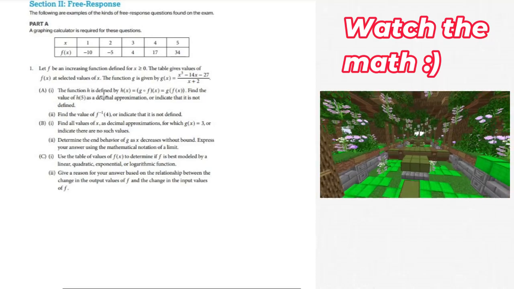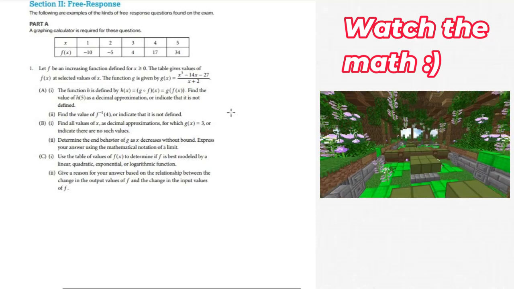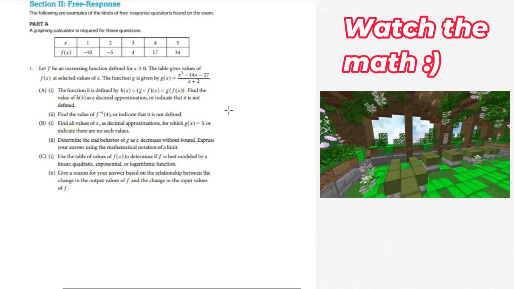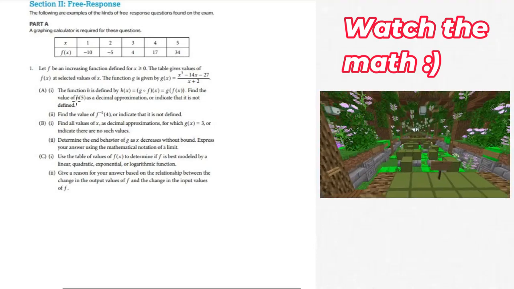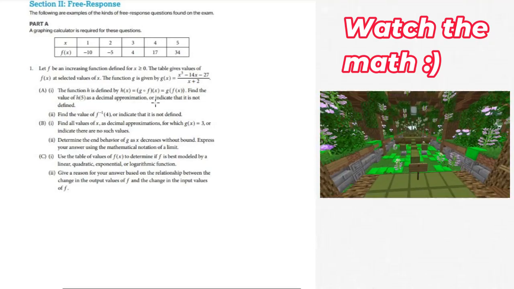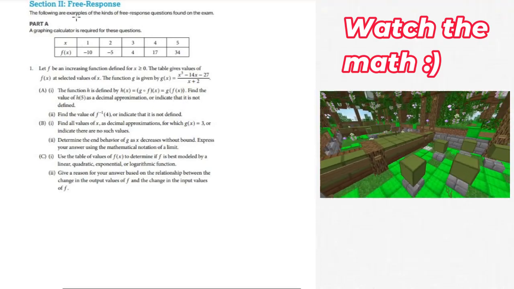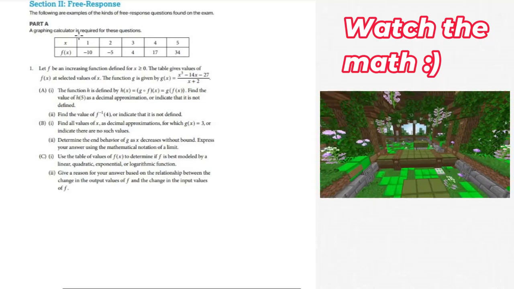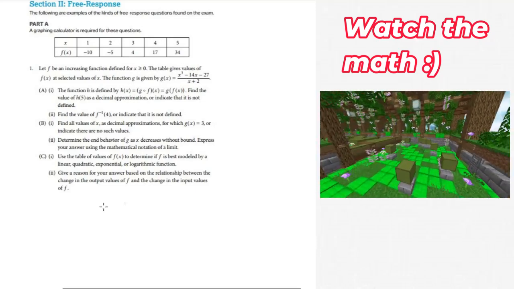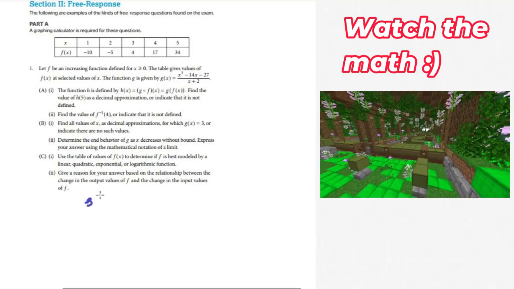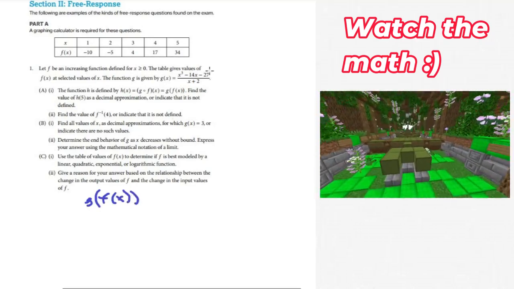The function h is defined by h of x is equal to g of f of x. Find the value of h of 5 as a decimal approximation, or indicate that it is not defined. First things first, a graphing calculator is required for these questions, which makes our lives a lot easier. So first, we're going to write g of f of x, because that's what we're calculating.